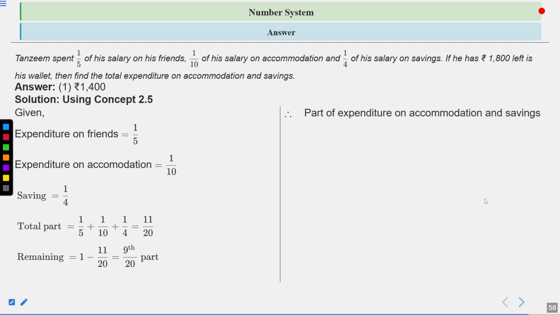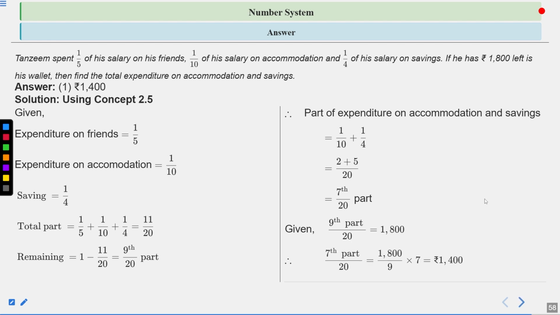So the part of the expenditure on accommodation and savings is 1 upon 10 plus 1 upon 4, which becomes 2 plus 5 upon 20, or we can say 7 parts of 20. Given that 9 parts of 20 is 1800, the 7 parts of 20 becomes 1800 upon 9 into 7, which is 1400 rupees. So the first one is the correct answer of this question. Next one.